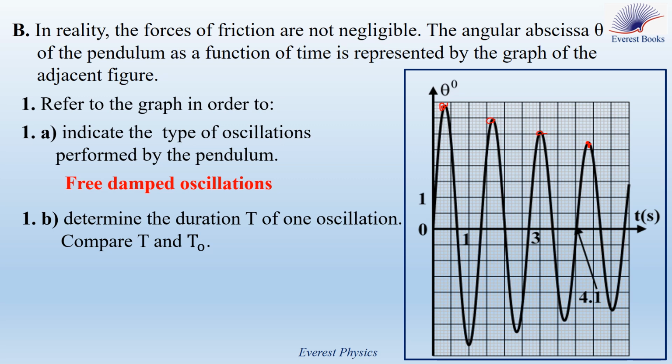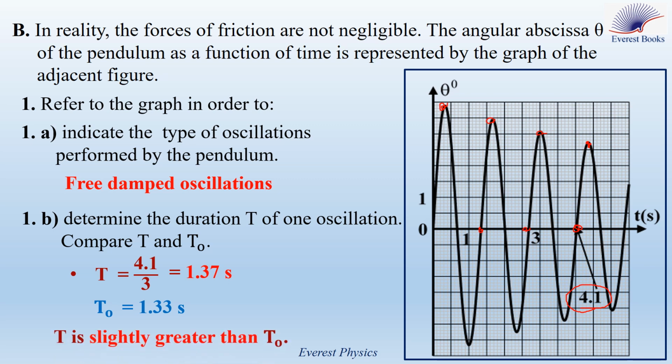1b. Determine the duration T of one oscillation. This duration is called the pseudo-period of the oscillation, and then compare T and T0. Look at the figure. The pendulum performs 1, 2, 3 oscillations during a time of 4.1 seconds. So the time needed to complete one oscillation is equal to 4.1 over 3, which is equal to 1.37 seconds. T0 is calculated before and is equal to 1.33 seconds. So T is slightly greater than T0.